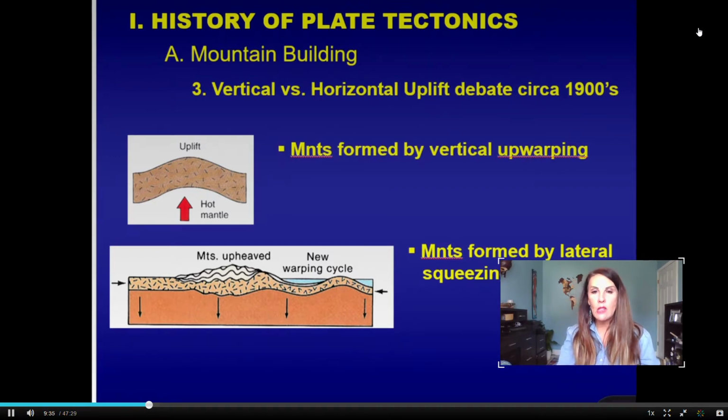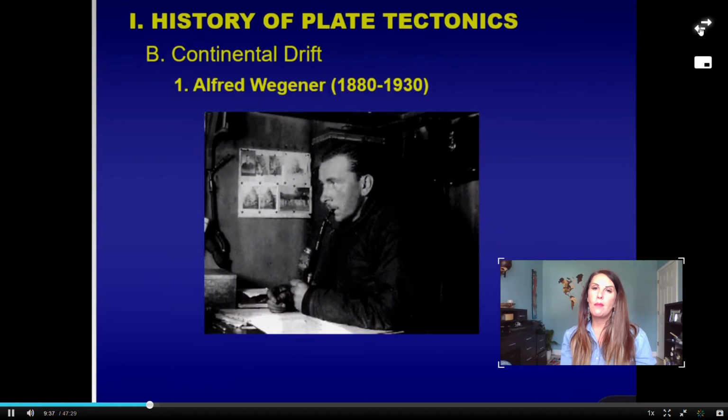As we move forward, those discussions are going on in 1850. They're writing their scientific documents. There's another fellow that's going to come on the scene named Alfred Wegner. Alfred Wegner is German, and he lived from 1880 to 1930. And here's a picture of Alfred Wegner.